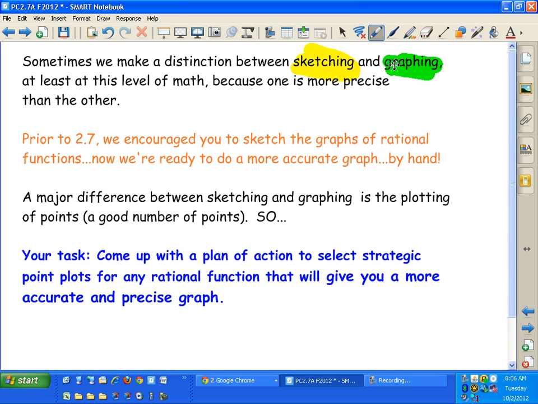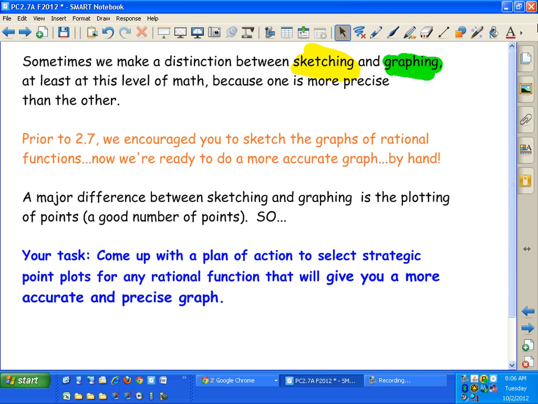So for graphing, we're going to need precise points. We're going to need things like intercepts and holes and asymptotes, where a sketch is just a freehand drawing of what we're looking at. In this section, we're going to try to get all these rational functions graphed, so we just need to make sure that we are getting all the points necessary. We need to think about our plan of attack on how we're going to come up with the points that we need for a rational function. And there's certain things that we have to have.